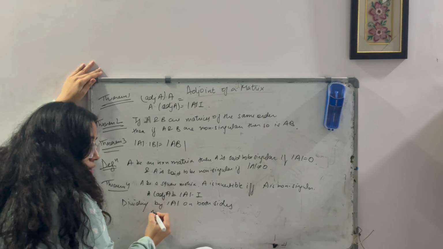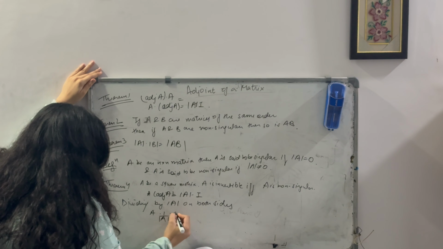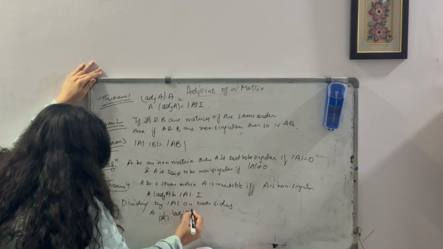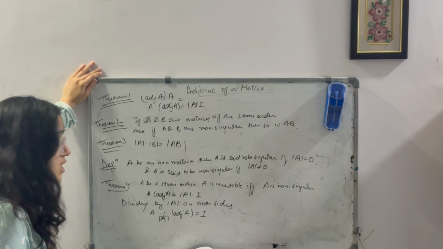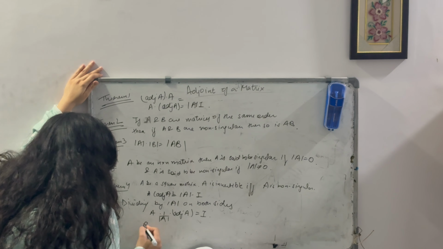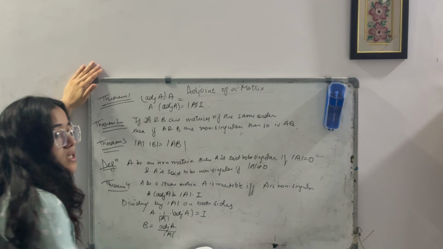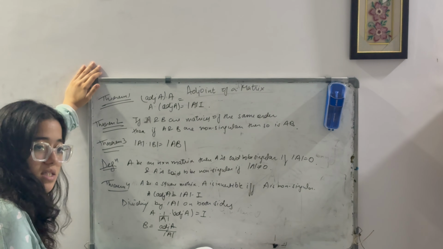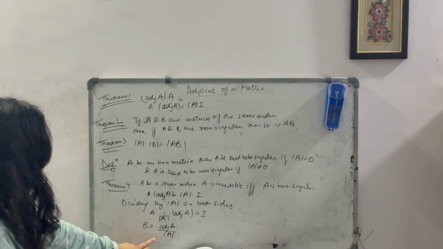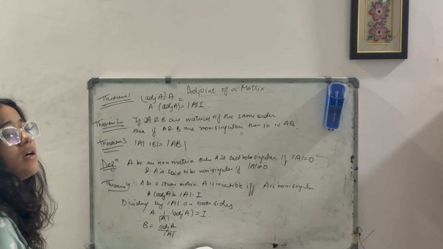A into adjoint of A divided by determinant of A would be equal to identity. Yes. That means we have found a B, which is equal to adjoint of A divided by determinant of A, such that AB is equal to identity. That means we have found A inverse. And what does A inverse look like? Adjoint of A divided by determinant of A.